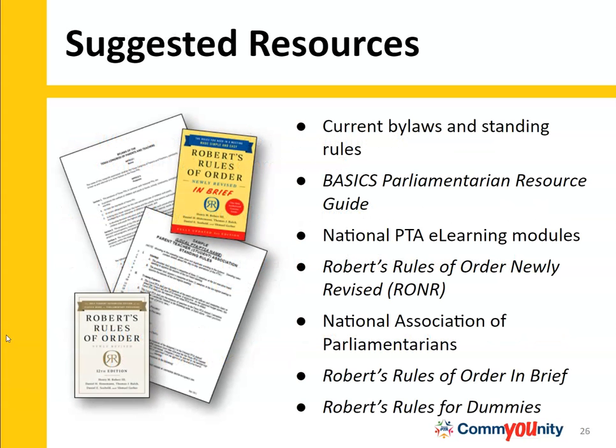While all of these can be helpful, reference your bylaws first, followed by your standing rules, and then look to Robert's Rules of Order Newly Revised as the parliamentary authority. Remember that Robert's Rules of Order Newly Revised is the only authority on parliamentary procedure that may be referenced, quoted, or followed. Other references, like the In Brief and For Dummies books, are only used for study and understanding.